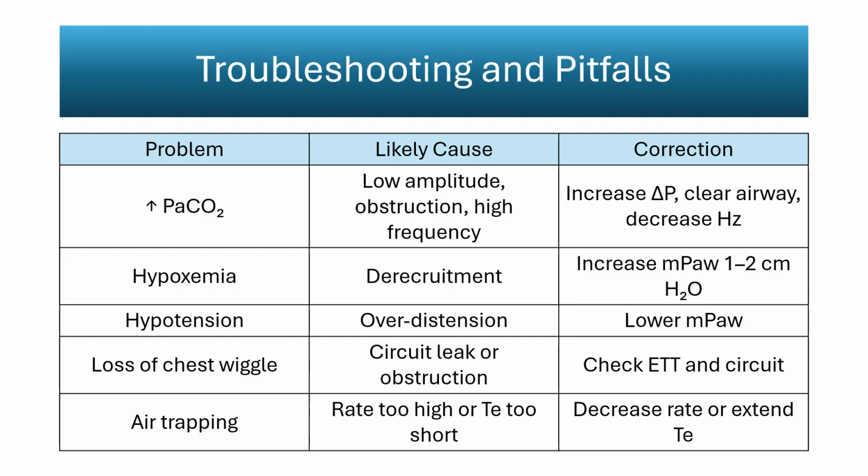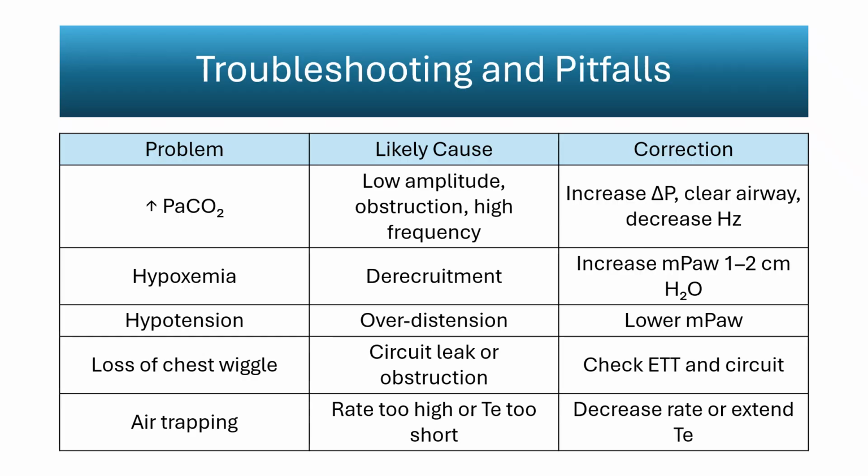Sudden oxygen deterioration most often reflects derecruitment from circuit break or suctioning. Increase mean airway pressure by 1 to 2 centimeters of water and confirm symmetric chest motion. If oxygen remains low despite recruitment, review hemodynamics and perfusion before further pressure escalation to avoid overdistension.